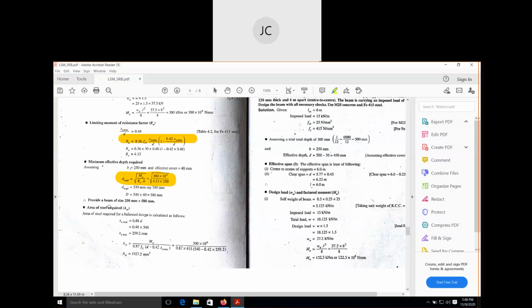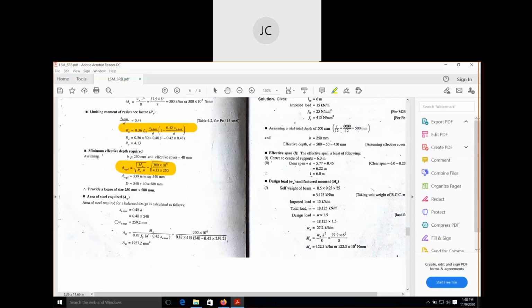Next we have to find the area of steel. First we find Xu,max, which equals 0.48 into d, from this equation. Then we calculate the area of steel by this equation. The actual equation was Mu equal to 0.87 Fy Ast into d minus 0.42 Xu,max. From this equation we find the value of the area of steel, Ast.